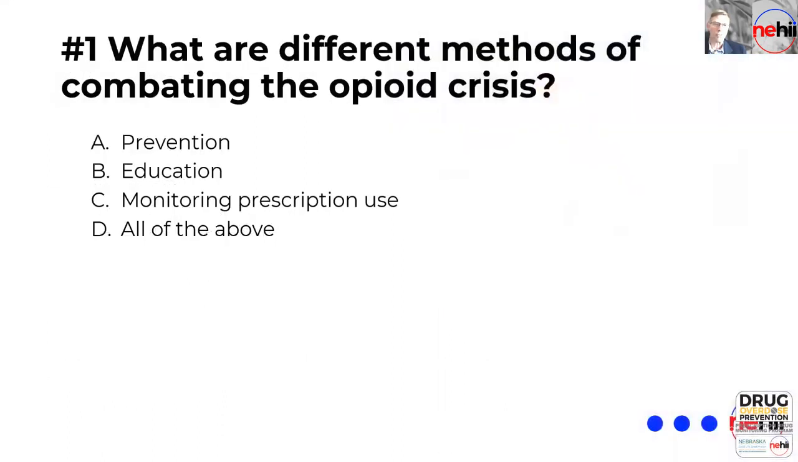So now I want to go through the questions in a little bit more detail that we covered at the beginning. First question, what are different methods of combating the opioid crisis? Prevention, education, monitoring prescription use, or all of the above? The correct answer is D, all of the above. Each plays a very important piece as those pillars in combating the opioid crisis.